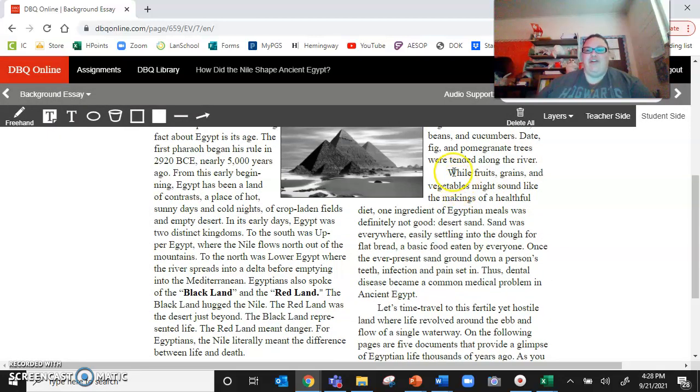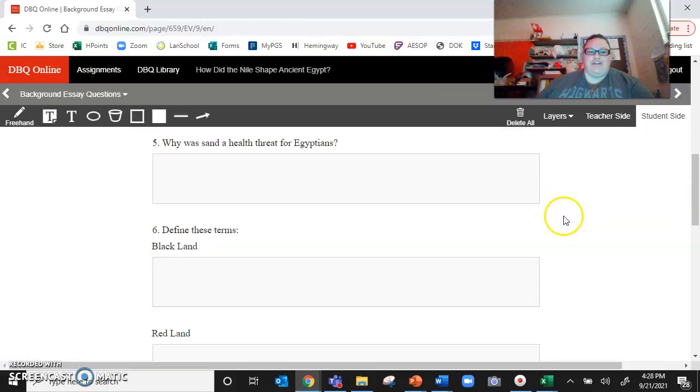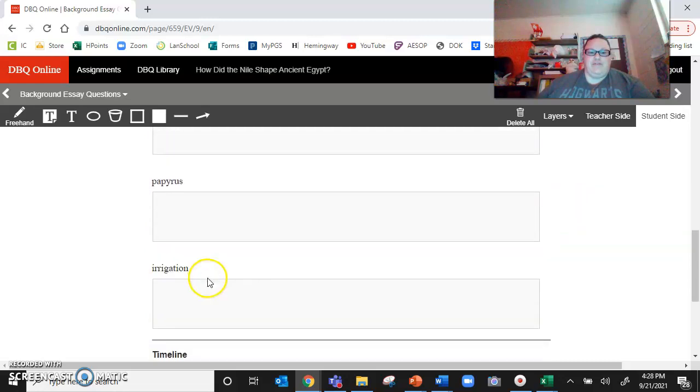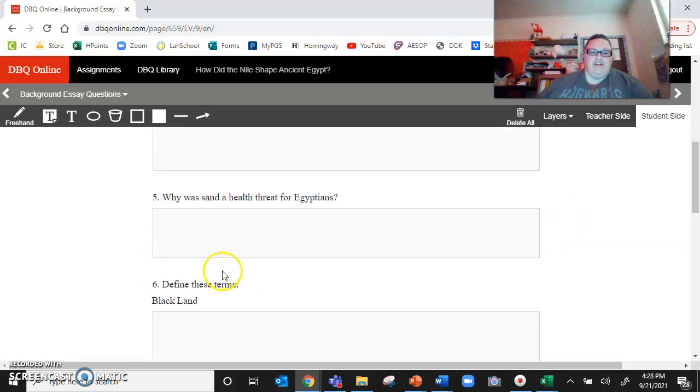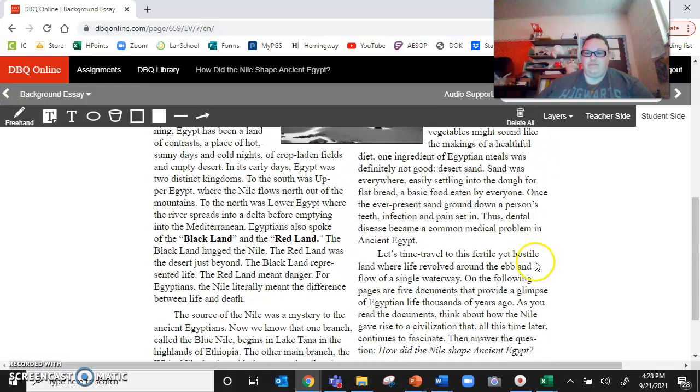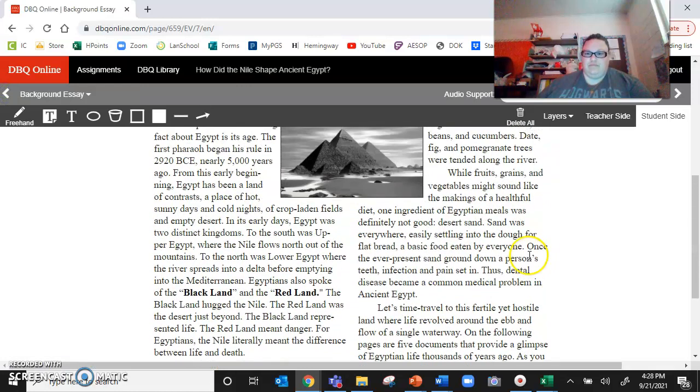Continuing on. Oh, let's look for, so we have all 5 of our vocabulary terms. 1, 2, 3, 4, and we just defined irrigation. Now we are looking for sand and the health threat for Egyptians. While fruits, grains, and vegetables might sound like the makings of a healthful diet, hey, health, that's what we're talking about. One ingredient of Egyptian meals was definitely not good: desert sand.